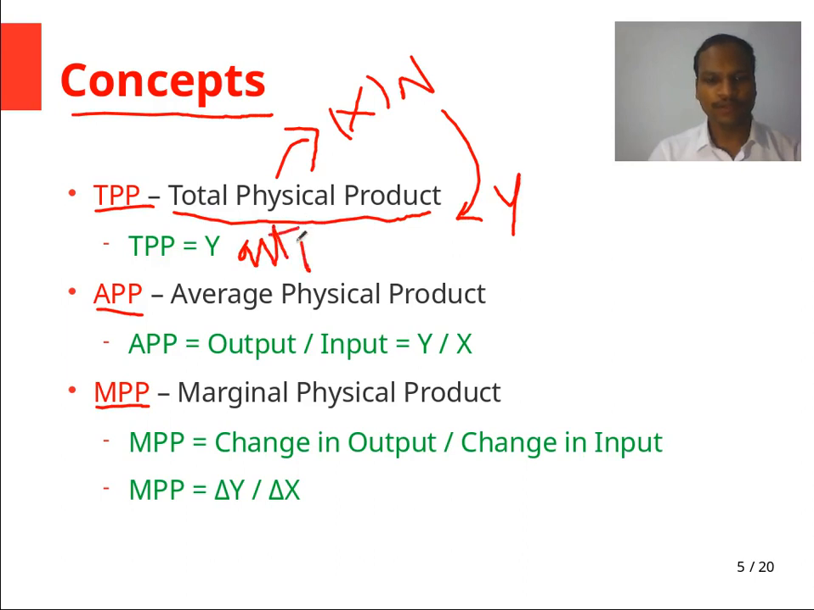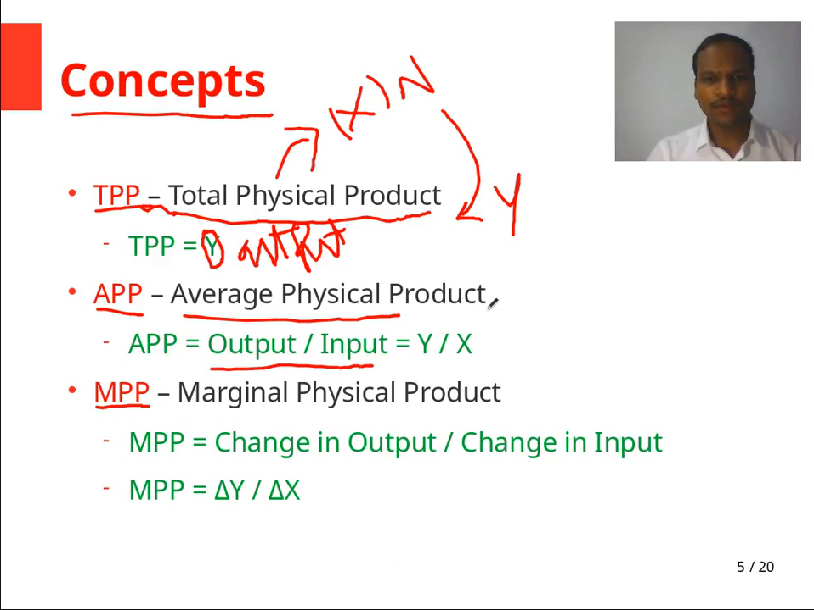So when we have to find TPP, we need not calculate anything. We can take just Y as TPP. Then average physical product. Average physical product is calculated by the formula output divided by input.